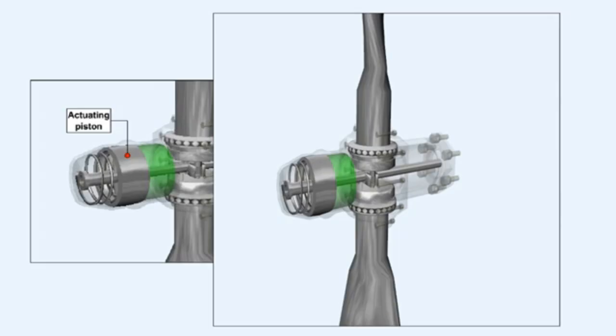The system utilizes oil from the engine or reduction gearbox lubrication system as the source of hydraulic pressure. In this system, the pitch change mechanism is operated by a piston moving under the influence of the oil pressure.